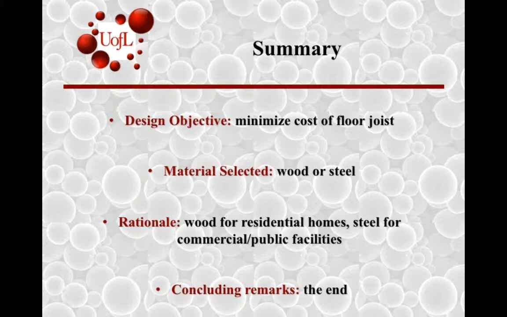Wood would be best for residential homes since it's not going to be under a lot of foot traffic and won't have huge loads. And then of course steel will be better for commercial applications like giant football stadiums or a university gym or something.